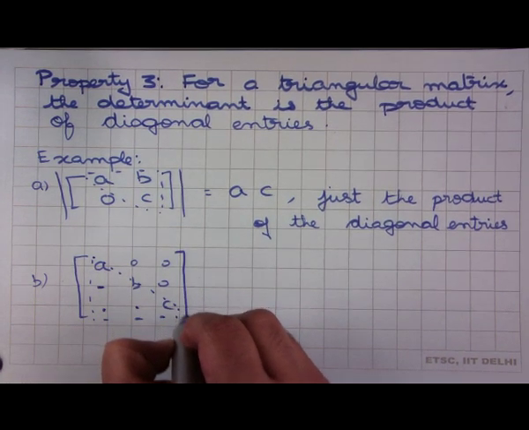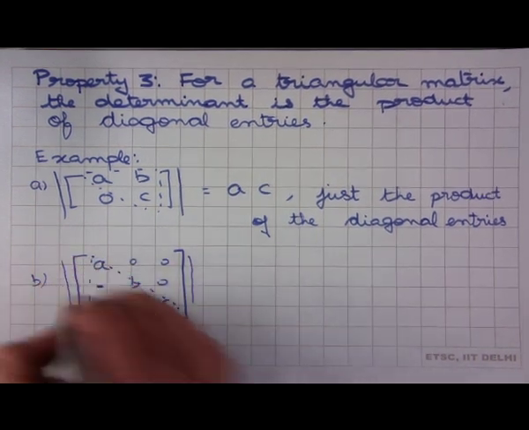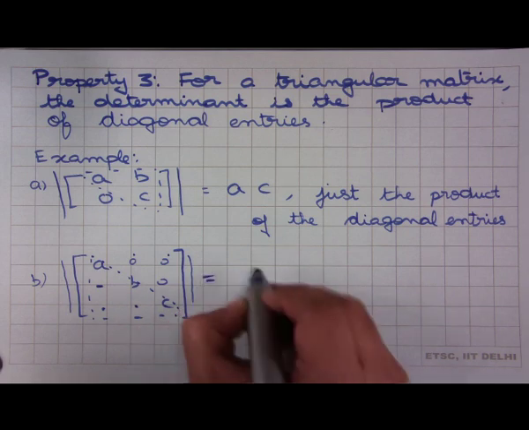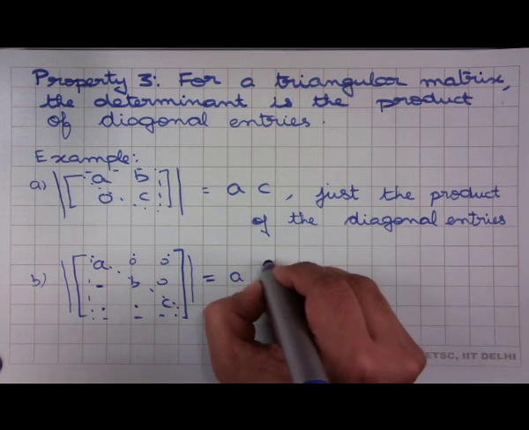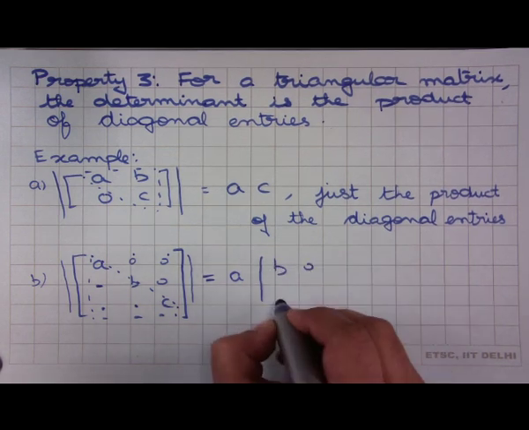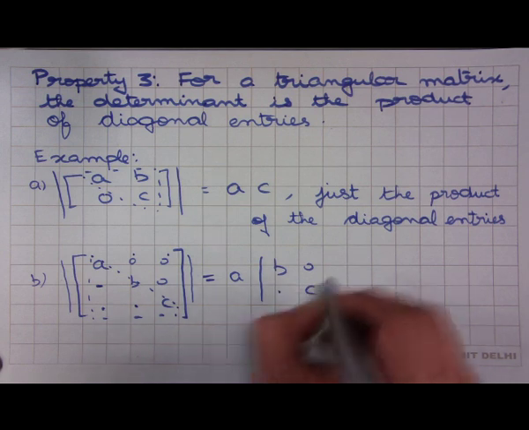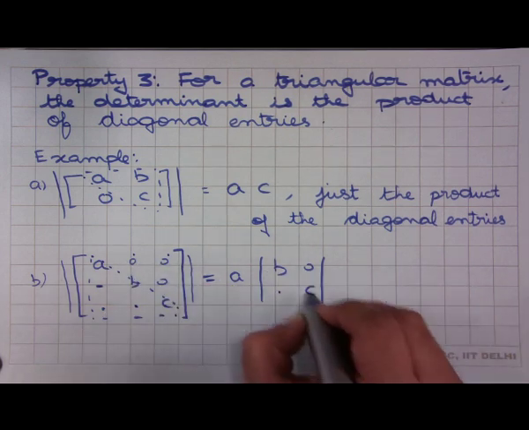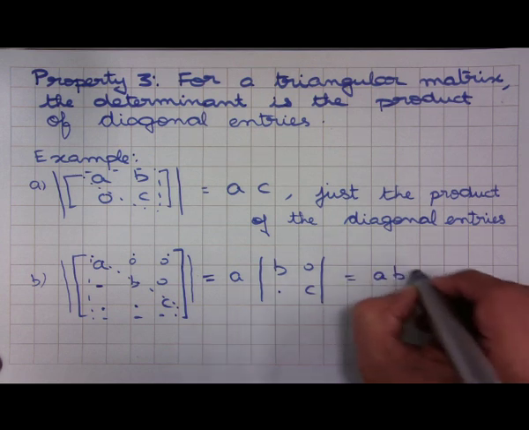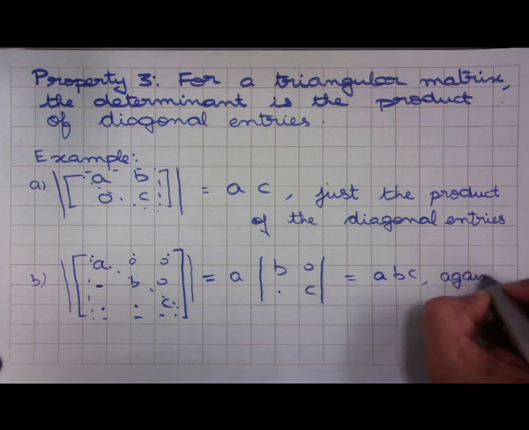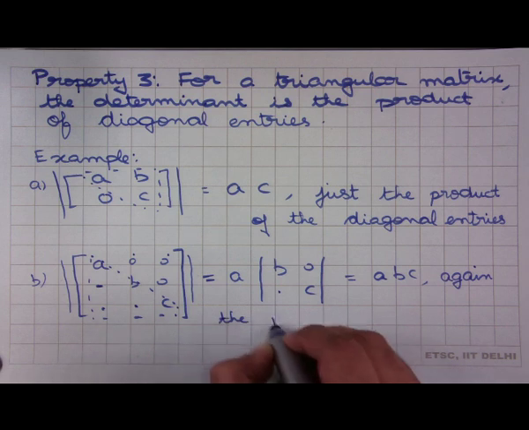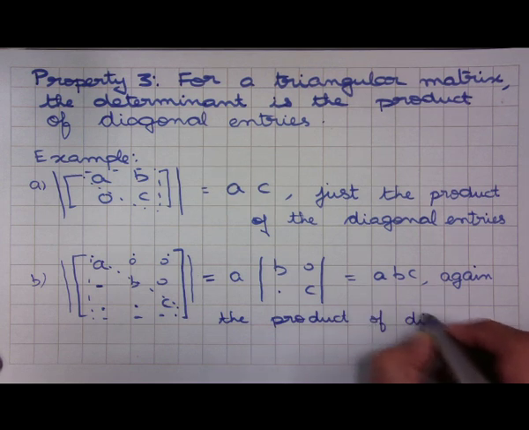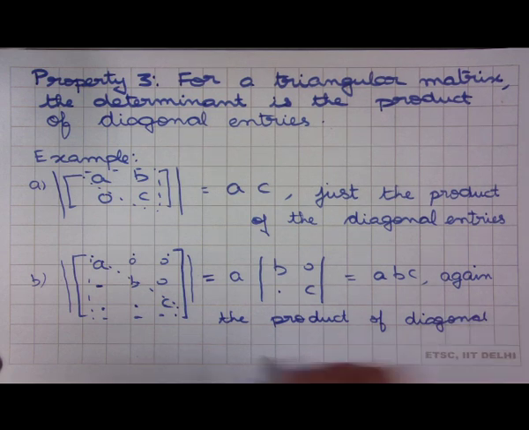If you would like to evaluate the determinant of this matrix, as before, we can expand along this row, because these two entries are 0. So, that is going to be A times its cofactor. So, the cofactor will have b, 0, dot, c. This dot represents it could be anything. We do not need to worry about these two terms because they are 0, and then in expanding this determinant we know it is again a b c. So, again this is the product of diagonal entries.